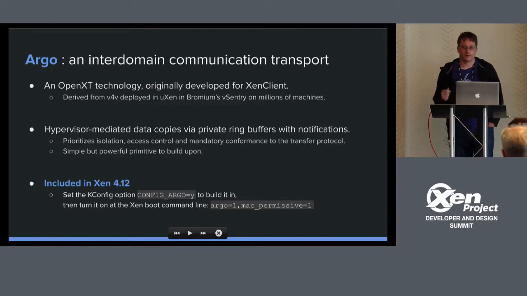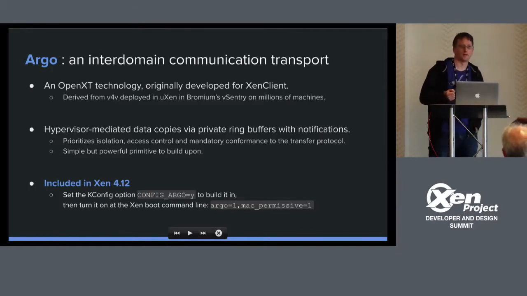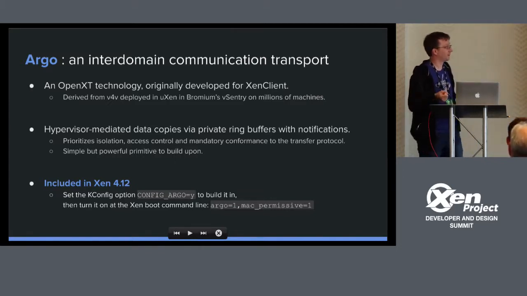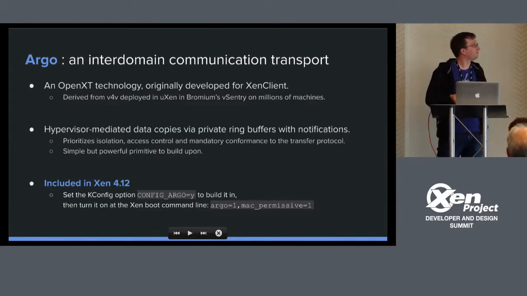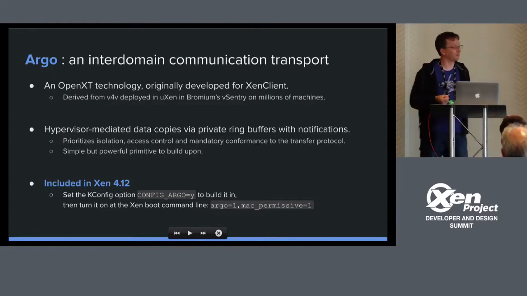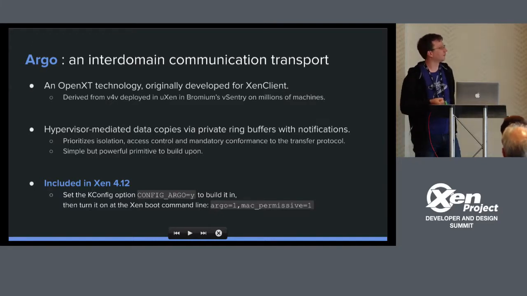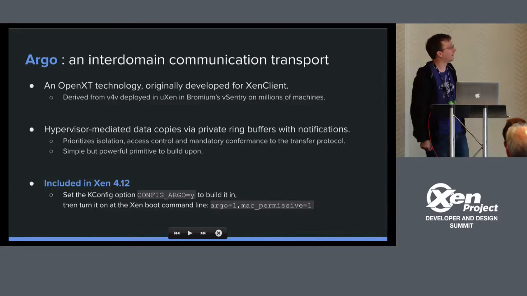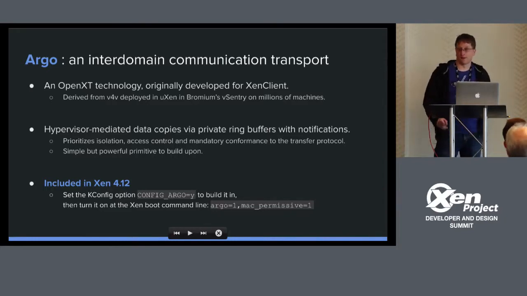So Argo is an inter-domain communication transport. It is a means of transferring data between VMs running on the same host. It was developed originally for Xen Client, and it's been around for an extended period of time. It was known as v4v when it came into creation, and subsequently v4v has been developed and extended and is incorporated in Bromium's vSentry product and is deployed on millions of machines.